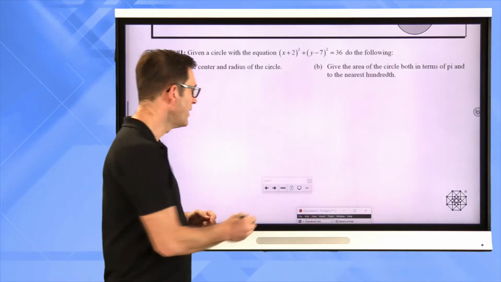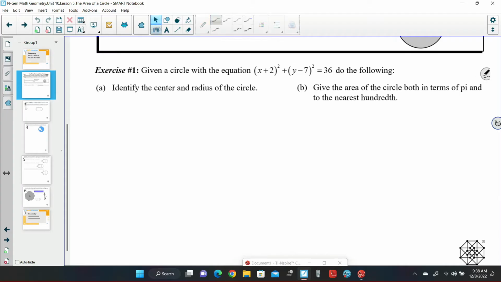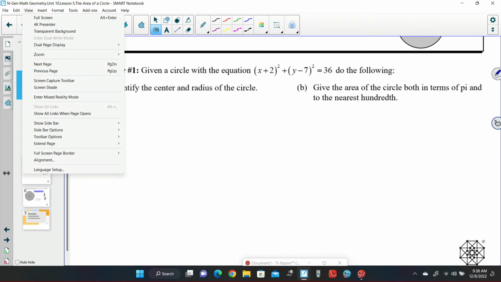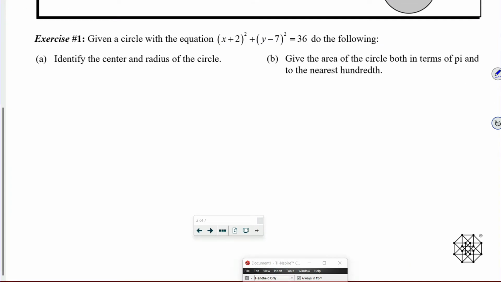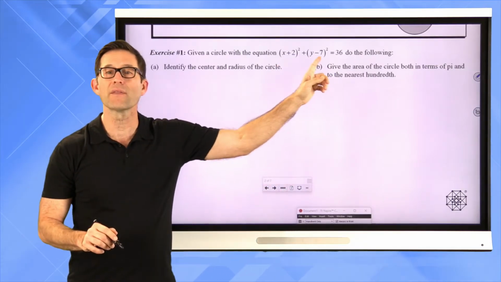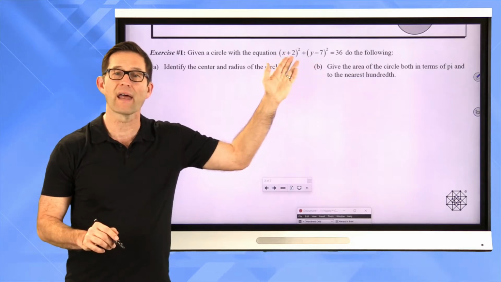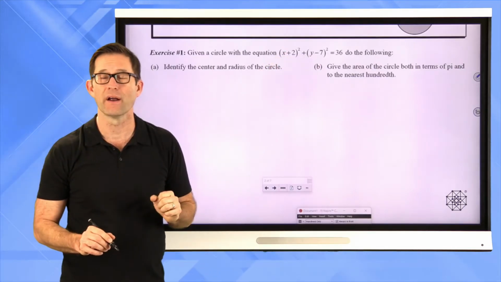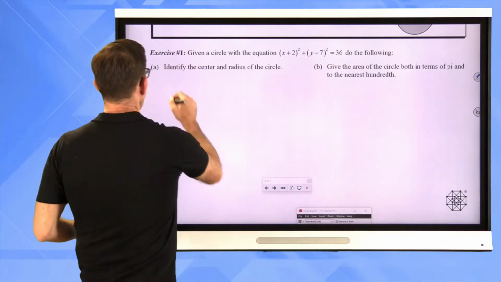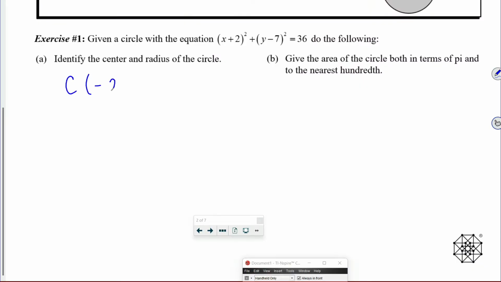All right, really quickly, I've got to pop out of here fast and get my pen all set up. Now, what we know is that we can see the center of the circle by looking at the numbers that are being added and subtracted to x and y. Because it's x plus 2 and y minus 7, what we hopefully remember from the last unit is that the center of the circle is going to be at (-2, 7).